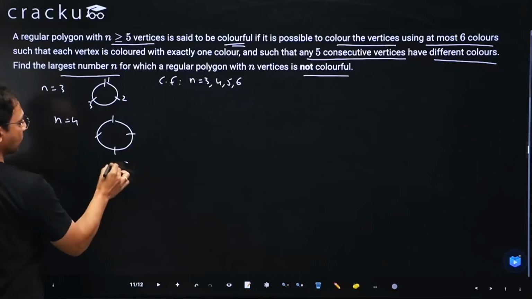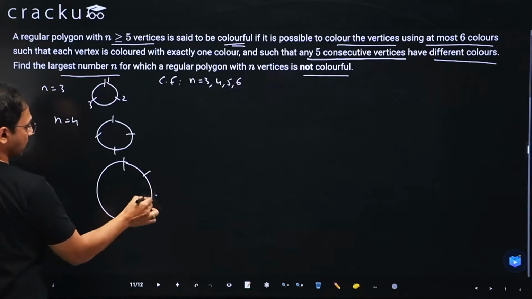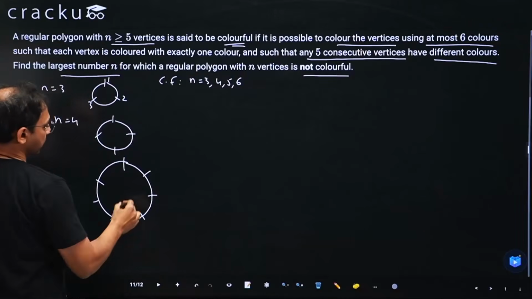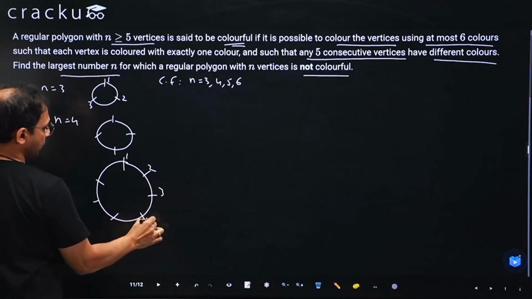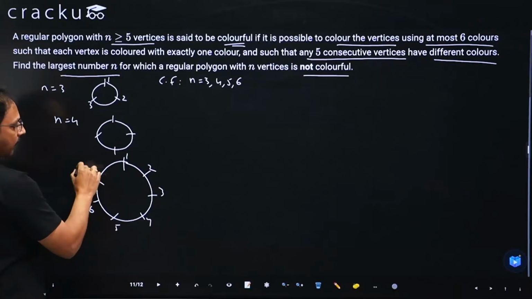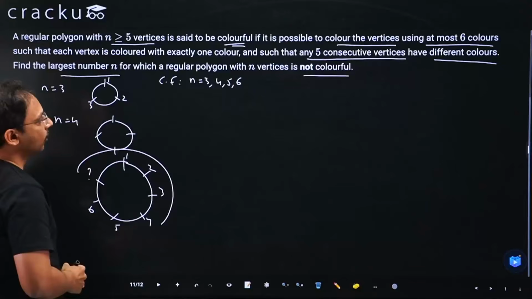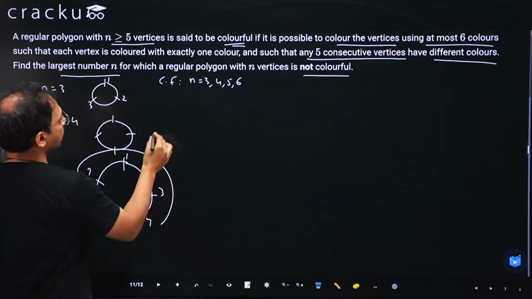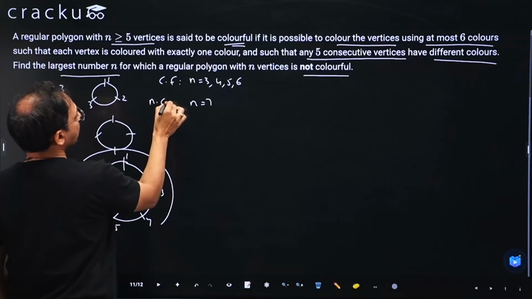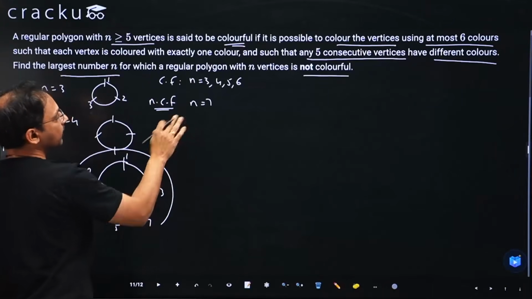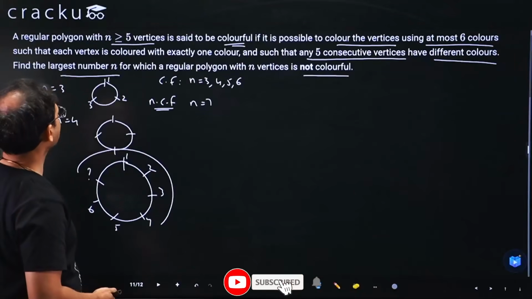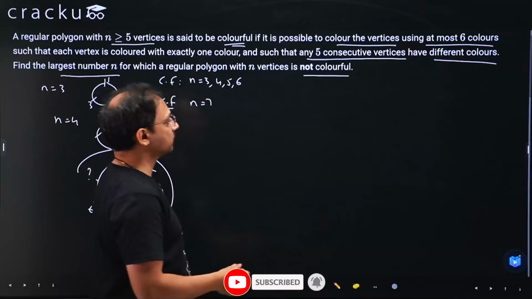Let us see for n is equal to 7. 1, 2, 3, 4, 5, 6, 7. Now here, if I put 1, 2, 3, 4, 5, 6, now whatever color you put here, you cannot have 5 consecutive vertices of different colors. So when I put n is equal to 7, the polygon will be not colorful. So n is equal to 7 is one case where it is not colorful, but we need the largest possible value of n. Let's do some generalization.